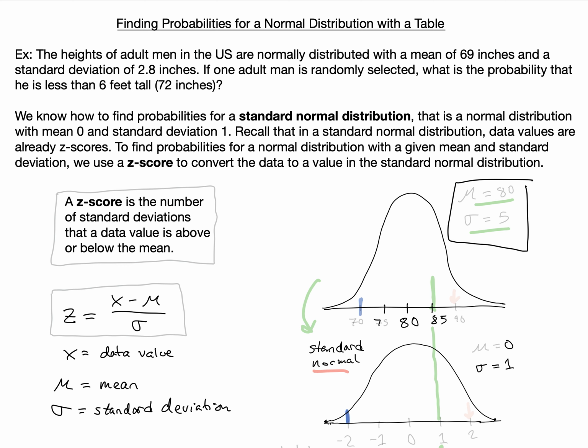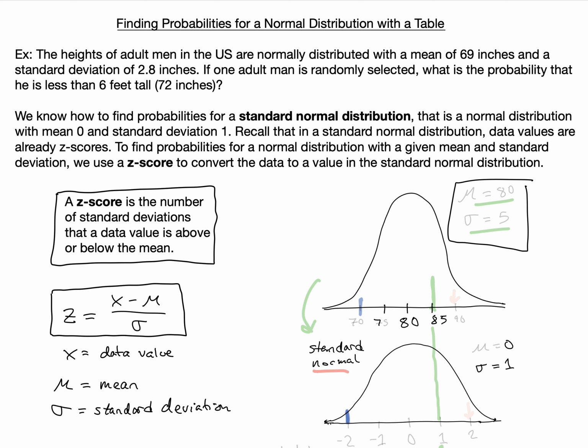So if we want to approach this with the standard normal table, we need to convert this data value to a standard normal distribution. And to do that, we use a z-score. Remember that a z-score is the number of standard deviations that a data value is above or below the mean. And a z-score is given by this formula, x minus mu over sigma, where x is the data value, mu is the mean, and sigma is the standard deviation.